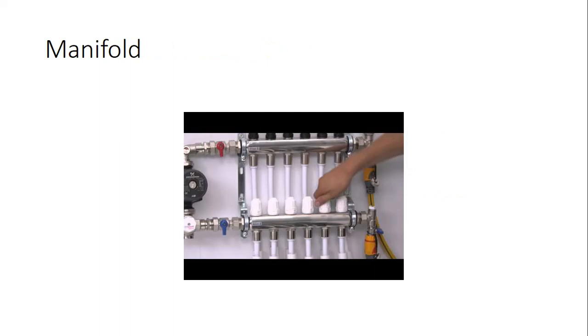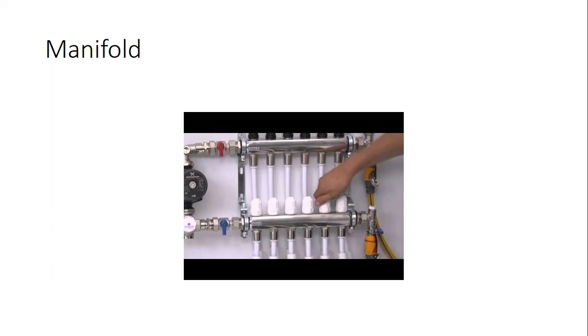This is the manifold. What the manifold does is, the boiler heats the water, and there will be a pump on the boiler which will pump the water around the pipes, and then in the manifolds you can subdivide those pipes. I will explain this in a later slide.